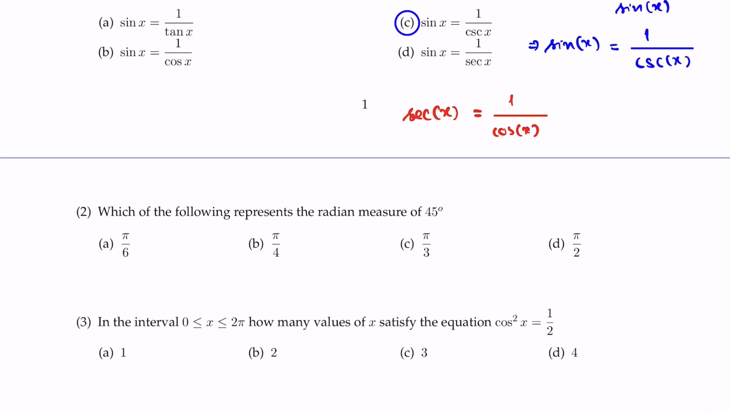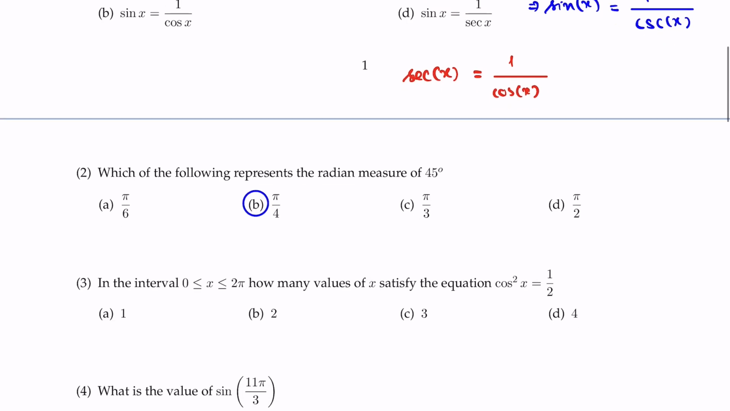Now, number 2, which of the following represents the radian measure of a 45-degree angle? And that could be pi over 4. So that one is straightforward calculation. Basically, to convert from degree measure to radian measure, you multiply by pi over 180 degrees. And you simplify this, you get pi over 4 for the answer.